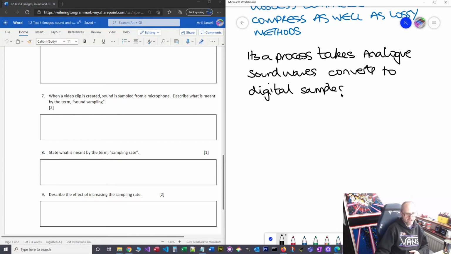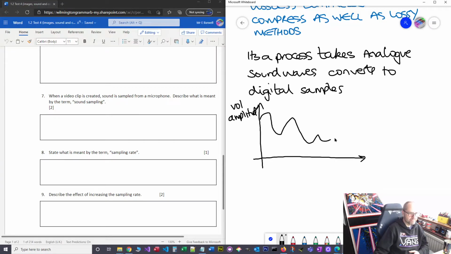Now what we mean by that, and there's nothing to stop you doing a little diagram. This is the classic diagram. So we've got volume or amplitude going up. Here's our sound wave. And we've got time. This is what we call the time domain of audio. This is our analog wave. You can see it varies. Analog means infinite variance. So from that volume to this volume, there is an infinite number of amplitude levels. So this is our analog.